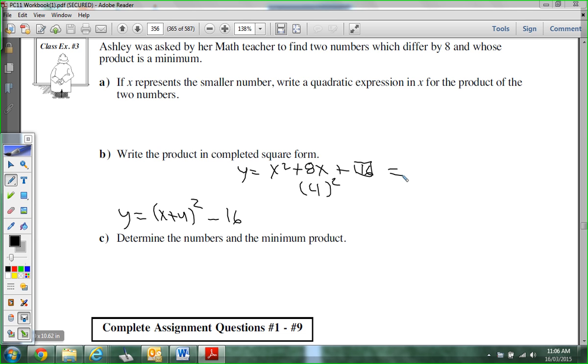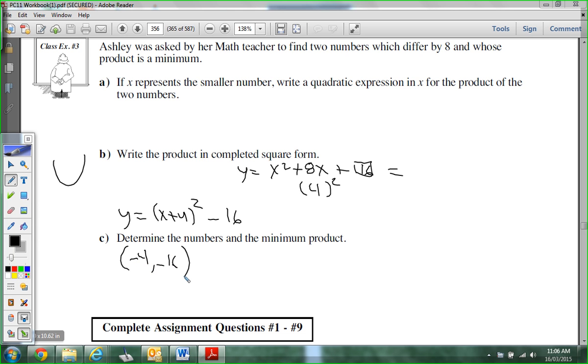Determine the numbers and the minimum product. So what is our min? Because our A is positive, this is going to be a parabola opening up. So what is our minimum product? Negative 16? Yeah, negative 16. So what's your P? Right, negative 4, negative 16.